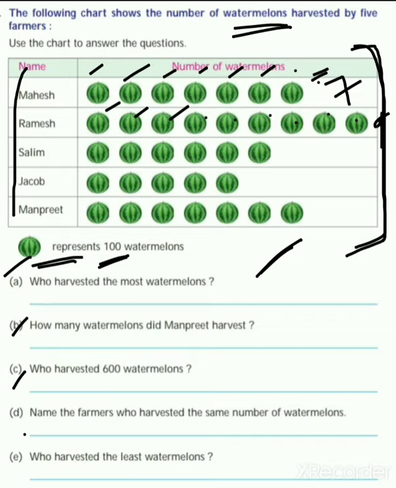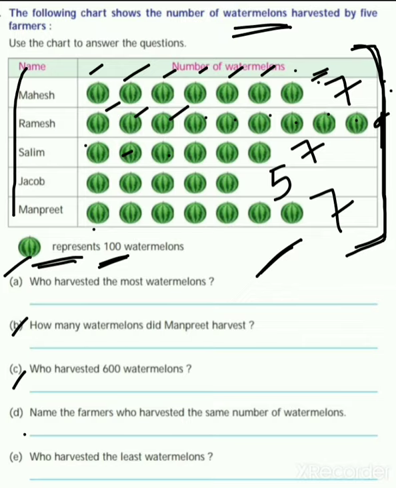Okay. Third, Salim: 1, 2, 3, 4, 5, 6, 7. So here 7. First of all, we will count all the watermelons and write their number. Okay. Now Jacob: 1, 2, 3, 4, 5. You can count on your fingers. Okay, 5. Now the number of watermelons by Manpreet: 1, 2, 3, 4, 5, 6, 7. So here 7. First of all, we have written the number of pictures of watermelons harvested by each farmer. Now we will find the answers of the given questions.